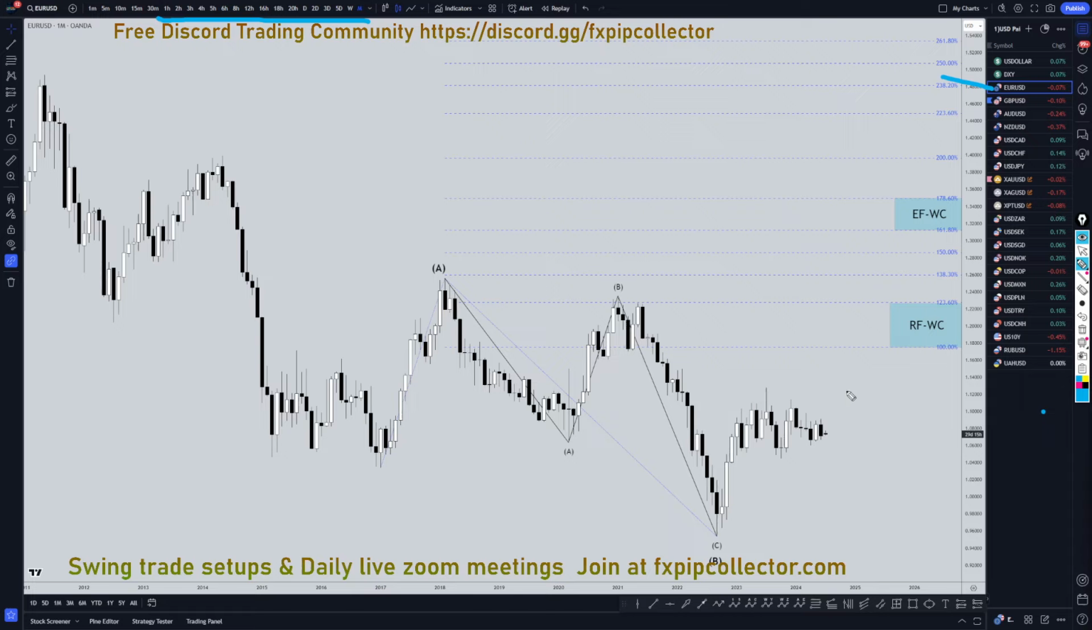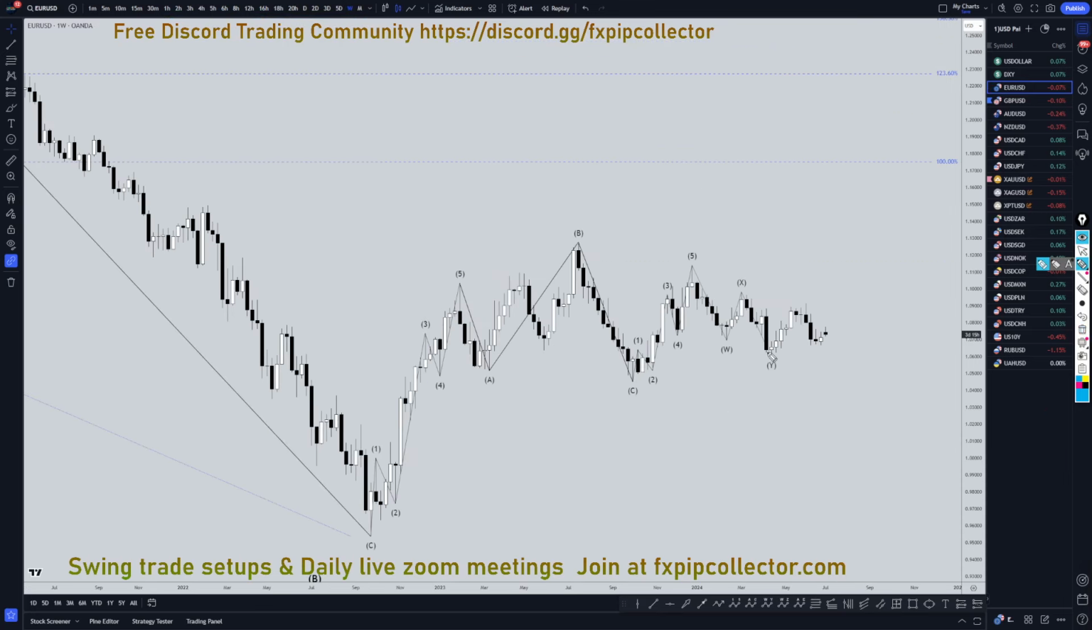So on the Euro dollar monthly, I'm definitely still very bullish overall. I still think it's either going to go up to the 123, 100 for either a running flat, wave C, or it's possibly going to go all the way up to the 178, 161.8 for an expanding wave C. Either way, I think we're going to lead to a pretty big uptrend on these higher time frames.